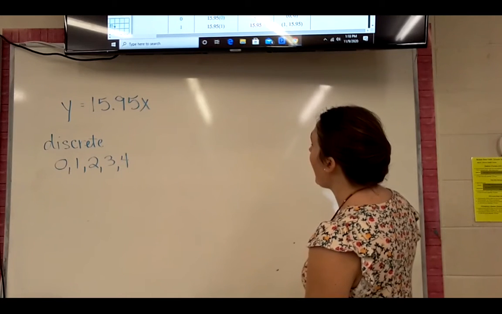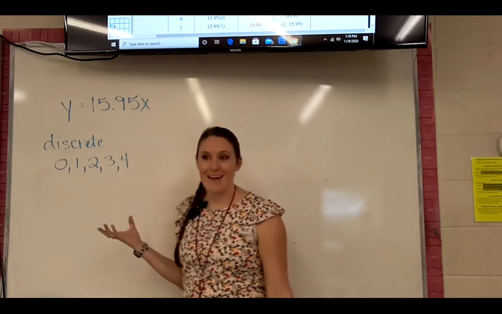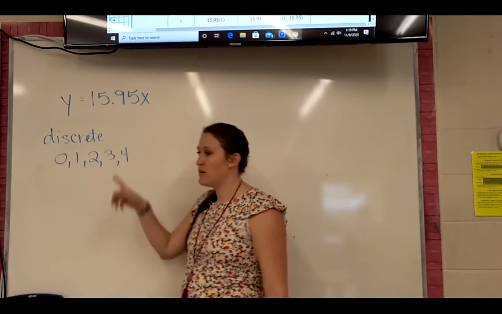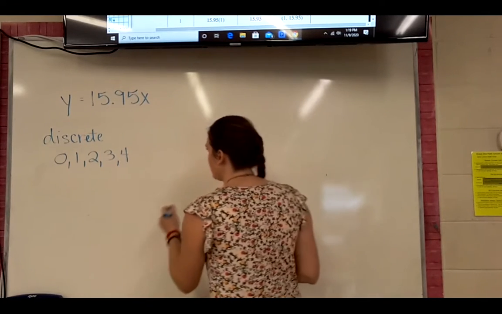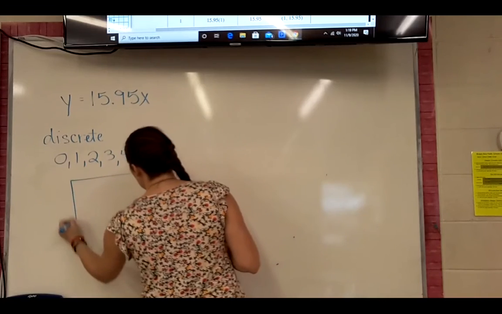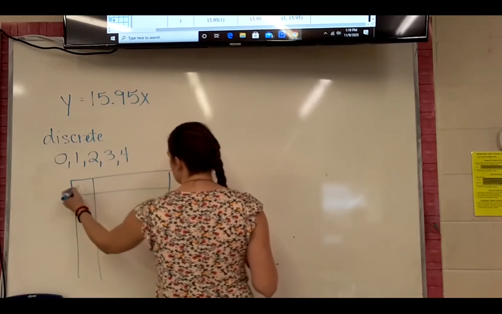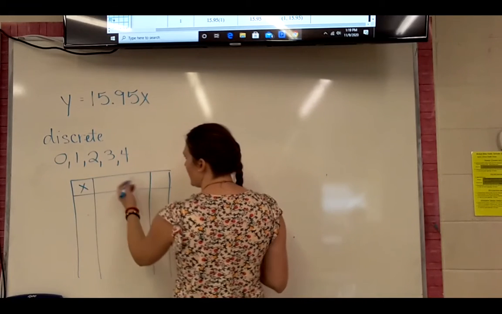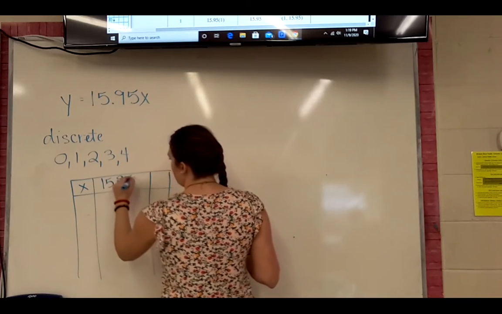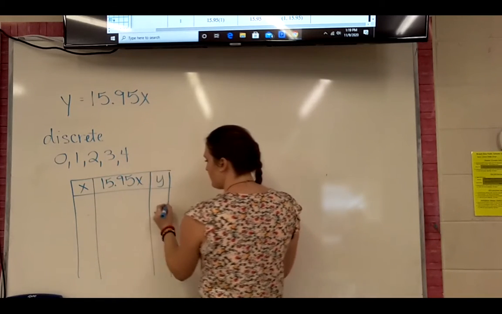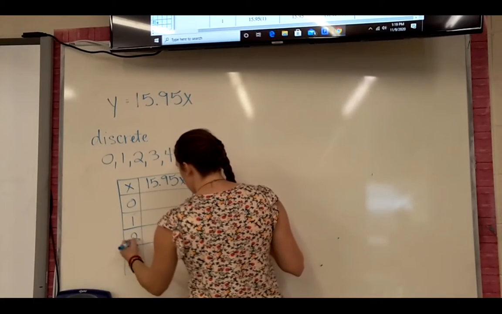Then B says graph the function using its domain. So this is where we would create a table. We now have our domain. Domain is what values, X or Y? X. So if we were to make a table, we already have our X values. Right here would be your rule, and the answer you get out is your Y. We already have our numbers to plug in: 0, 1, 2, 3, and 4.